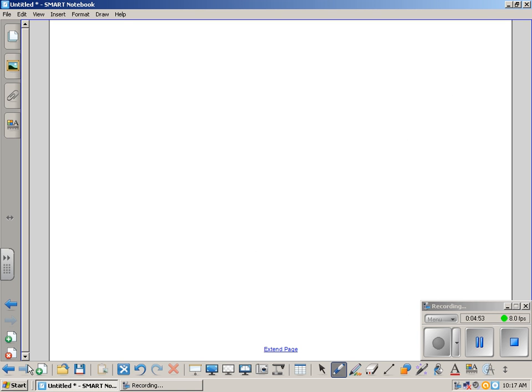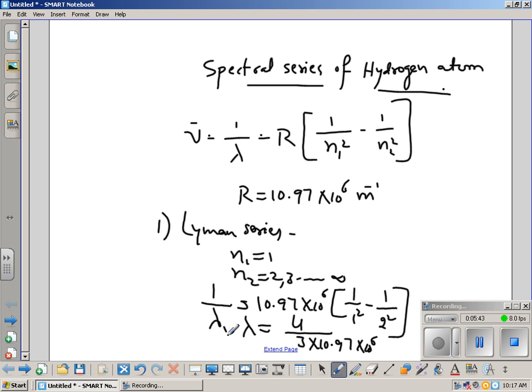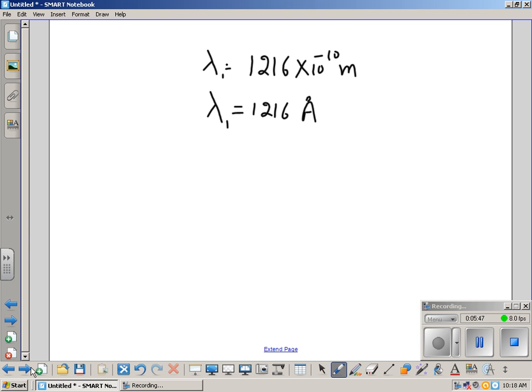If you calculate the value from this equation, lambda is equal to, you can calculate it yourself, 1216 into 10 to the power of minus 10. What is the unit I have to substitute here? The lambda unit: in meters you will get. Now you can change it to angstrom units, 1216 angstrom. You can write it as lambda 1 because it is the first member in the series.